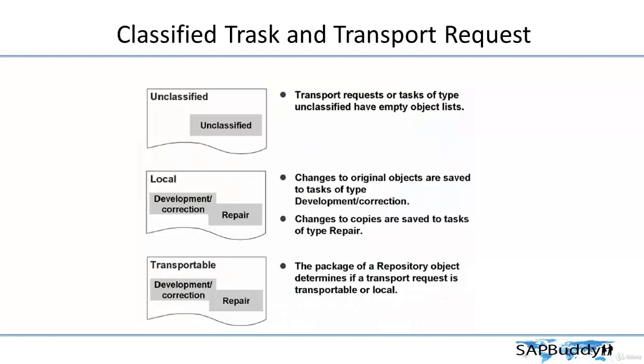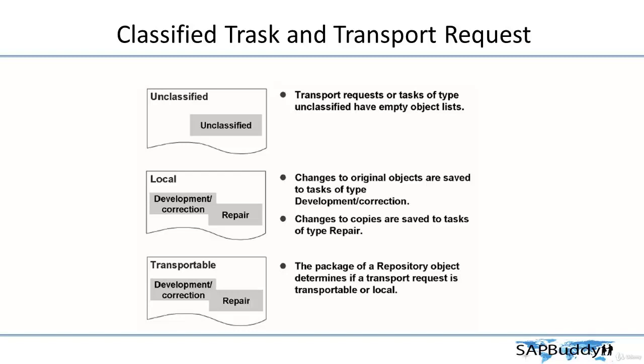Now let's see in a little more detail the classification of tasks and transport requests, which we also know already. The distinction is made between two types of development task: development as well as correction. This is a change in the original system, and repairs are changes in an SAP system other than the original system. The object saved as a local object cannot be transported. This we have seen before. When you save any changes as a local object, then these objects cannot be transported. That means it is applicable only to that specific system where you are changing.